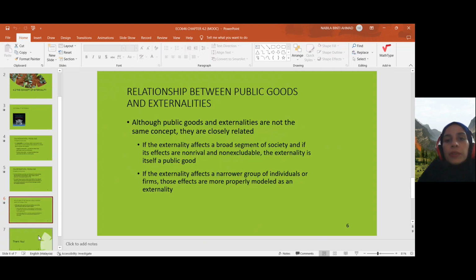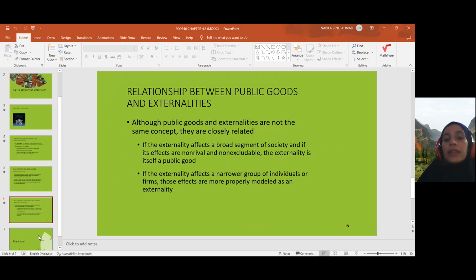So the relationship between public goods and externality that we have looked at before, public goods, okay. So although public goods and externalities are not the same concept, they are closely related. If the externality affects a broad segment of society and if its effects are non-rival and non-excludable, the externality is itself a public good, right? Because we know that public good has these two characteristics, right?